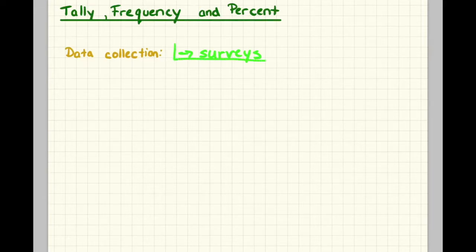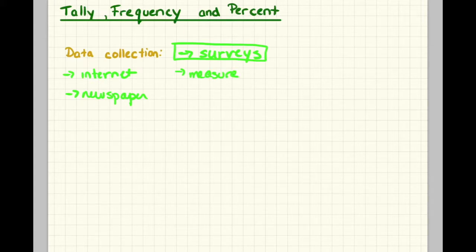So while we're going to be focusing on surveys, you can also obtain data from things like the internet. You could also collect data from newspapers. By measuring things, you can collect data, because the measurement itself is a form of data. And one other thing that's often overlooked is just observing. You can collect data by doing some observations of things going on around you. But now we're going to talk about surveys.